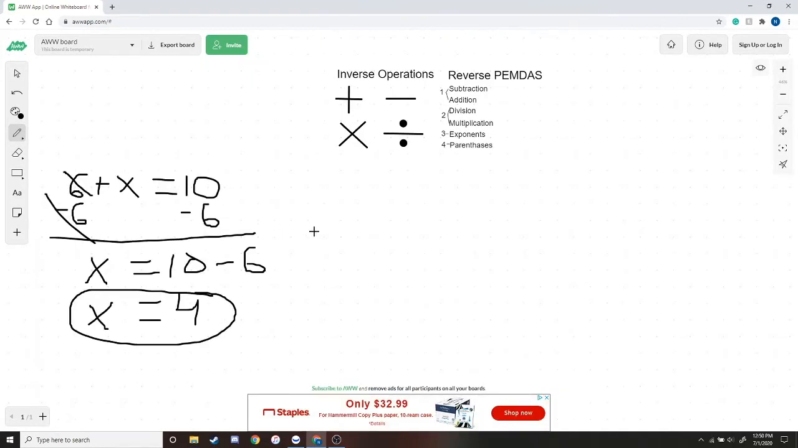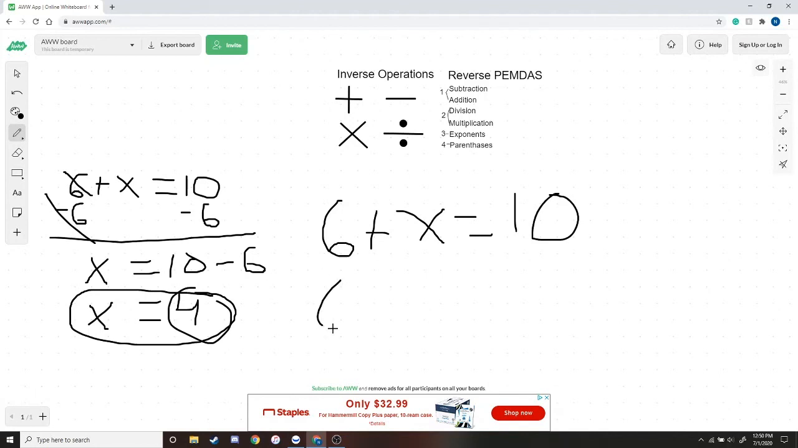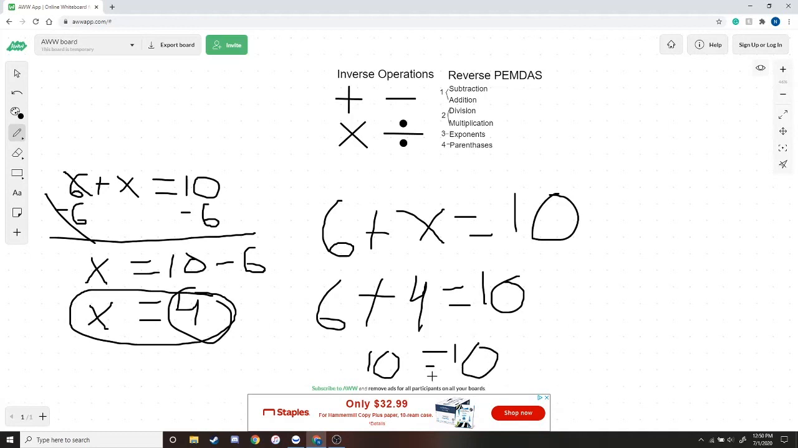It's also always best to check your answer. We can check our answer by plugging in our answer for x into the equation. So here we have 6 plus x is equal to 10. We can substitute this x for 4, our answer over here. 6 plus 4 is equal to 10. You can simplify this side into 10. And here you can see that the equation is true. 10 is equal to 10.